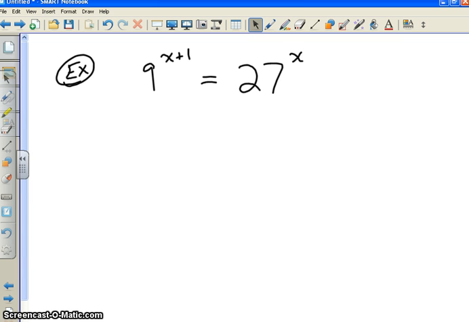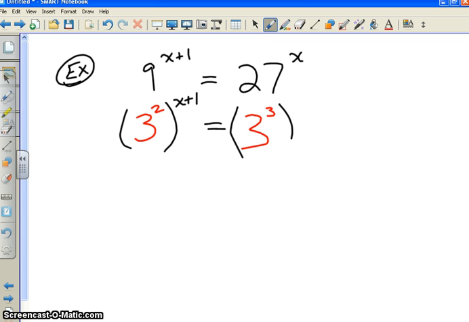Our next equation, 9 to the x plus 1 equals 27 to the x. Now notice, I don't know off the top of my head, 27 is the same thing as 9 to the what? But we can actually break both of these bases down into a smaller base. 9 is the same thing as 3 squared, so I'm going to substitute 3 squared in for 9, and 27 happens to be the same thing as 3 to the 3rd. So I'll substitute 3 to the third in for 27. Now my bases are both 3's.